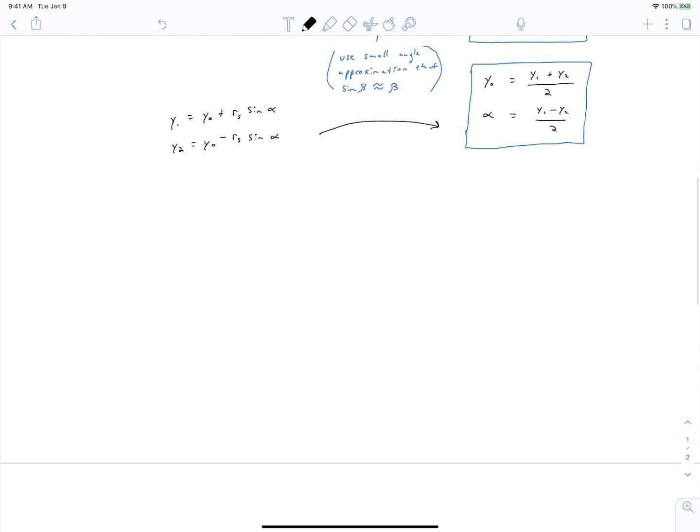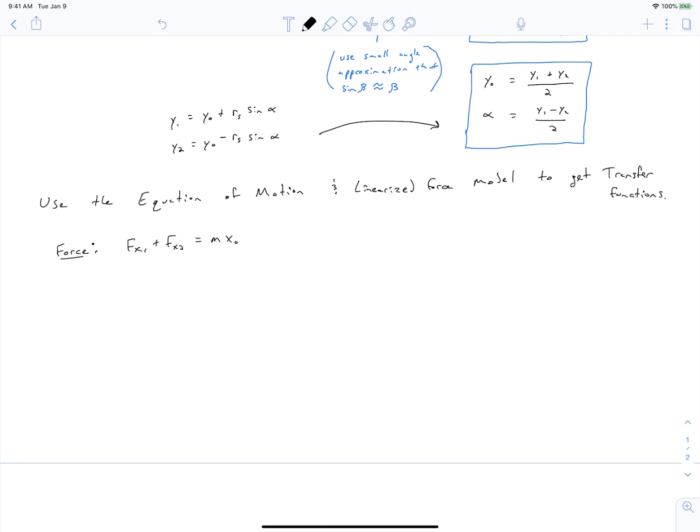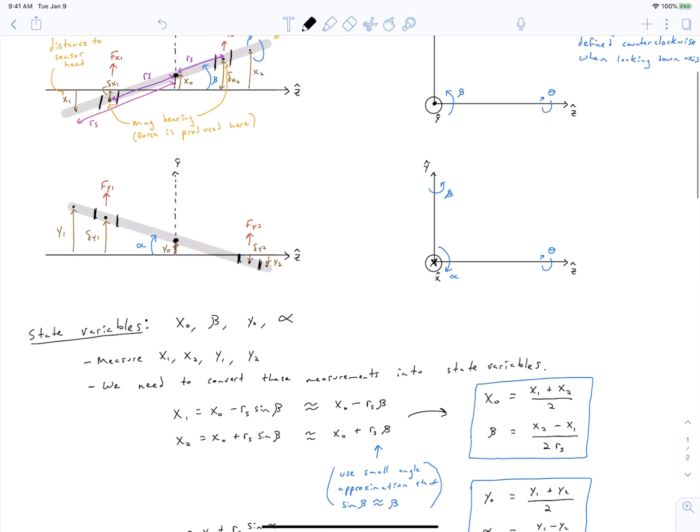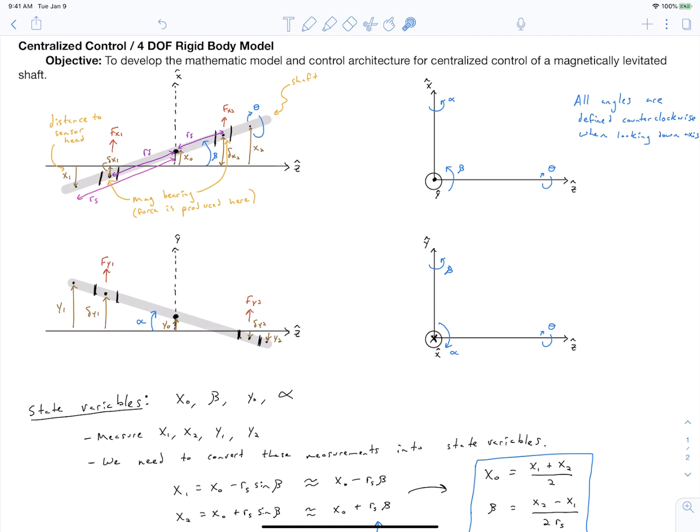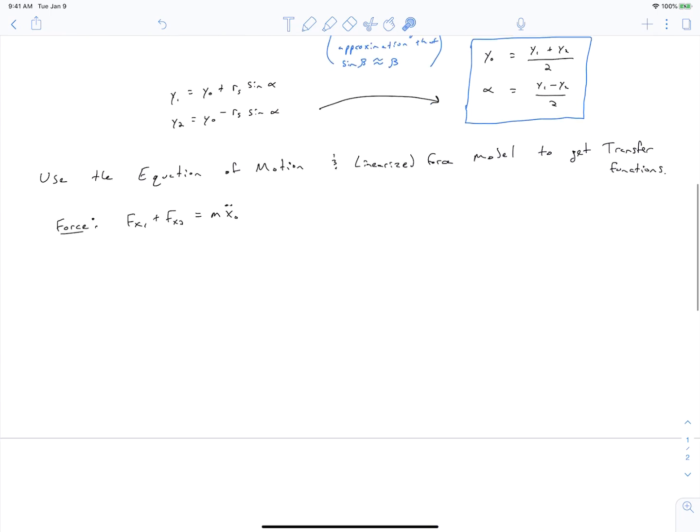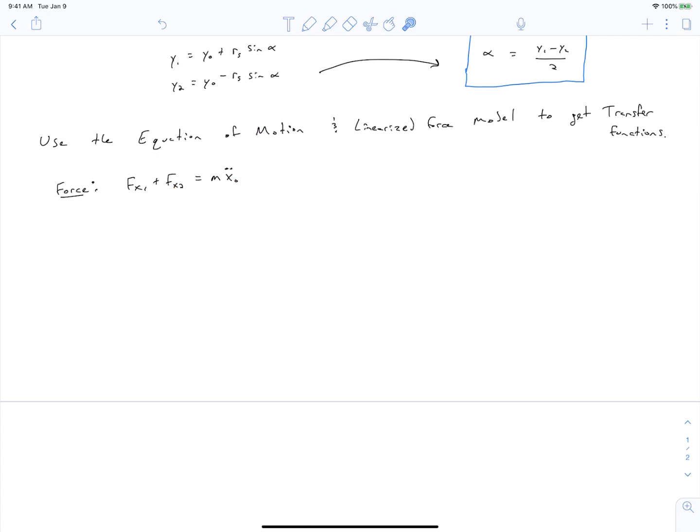All right, so next we're going to use the equation of motion combined with our linearized force model to get transfer functions for x0, y0, alpha, and beta. So if we start with x0, we see that the total force acting in the x direction is going to be fx2 plus fx1, and force is equal to mass times acceleration, and so we get this differential equation.